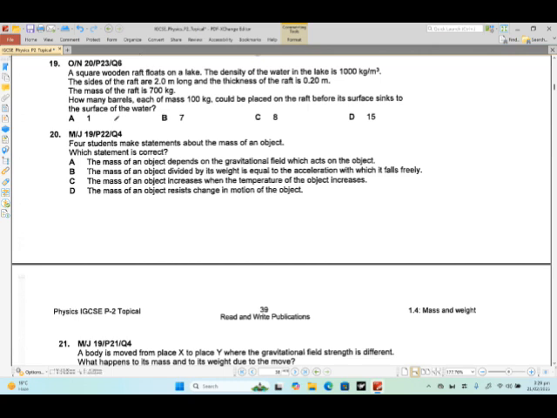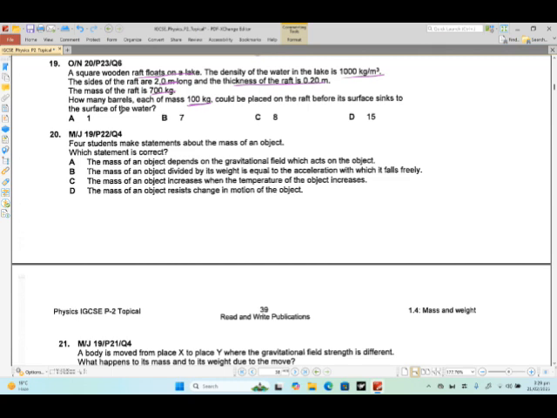अच्छा जी, question number 19. Question number 19 states that a square wooden raft floats on the lake. The density of the water in the lake is 1000 kilograms per meter cube. The sides of the raft are 2 meter long and the thickness of the raft is 0.2 meters. The mass of the raft has also been given. How many barrels, each of 100 kgs, could be placed on the raft before its surface sinks to the surface of the water. Okay, this is an interesting question.